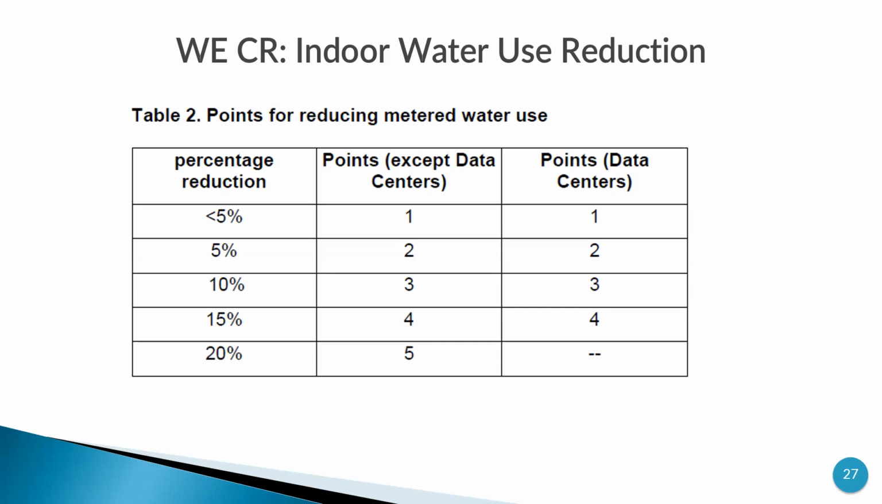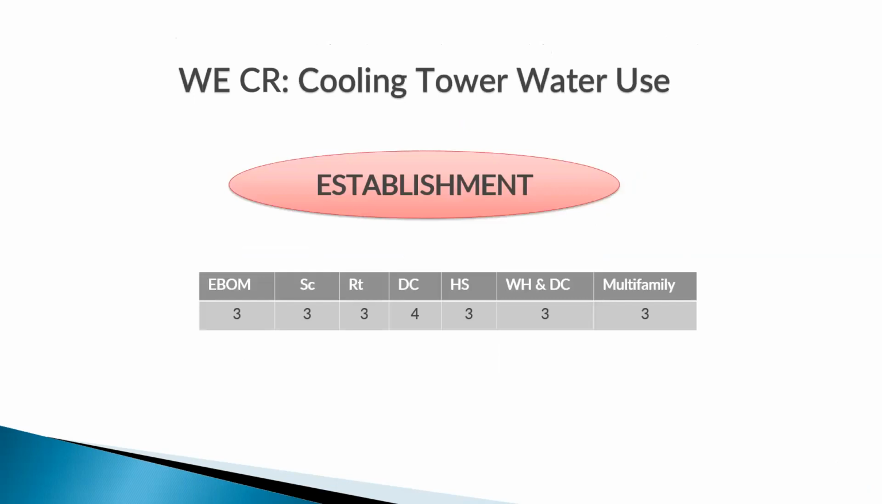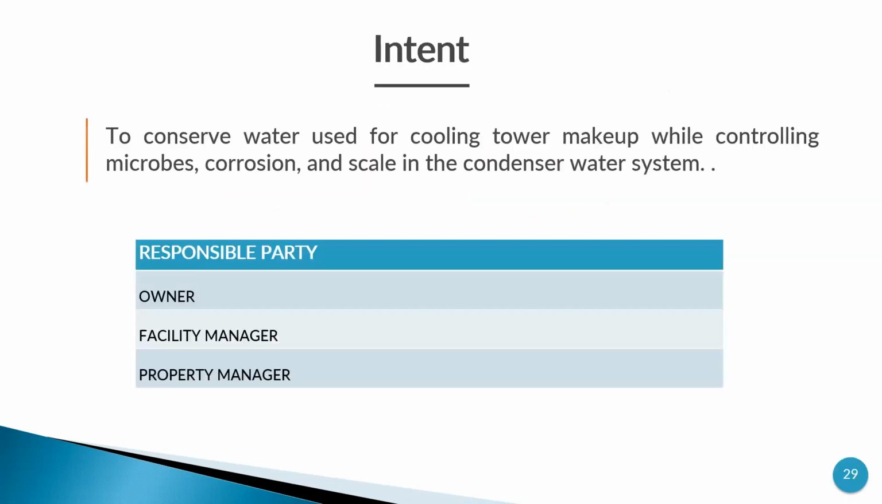Table 2, which shows less than 5%, it is 1 point, 5%, 2 points, 10%, 3 points, 15%, 4 points, and 20%, it is 5 points. Cooling tower water use, you need to have 3 points. Objective: to conserve water use for cooling tower makeup while controlling microbes, corrosion, and scale in the condenser water system. Again, responsible parties: owner, facility manager, and property manager.